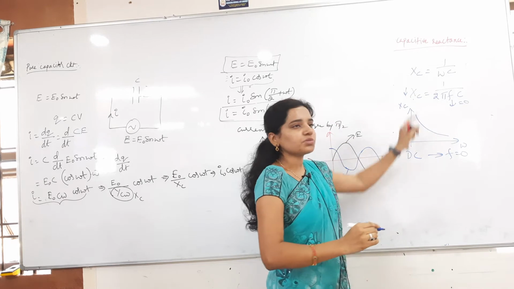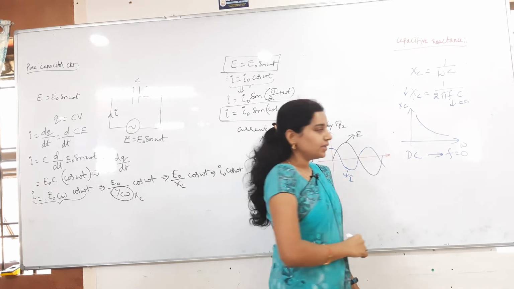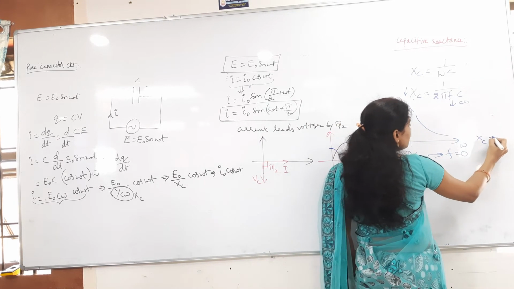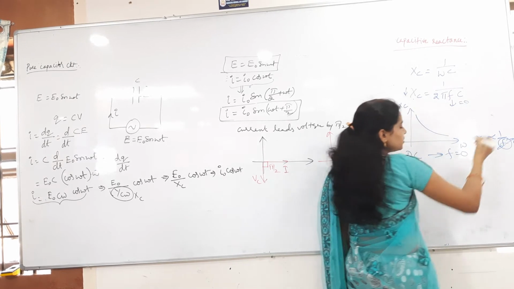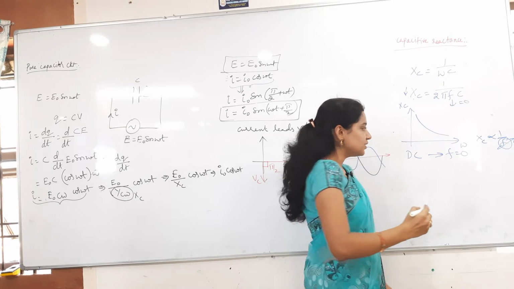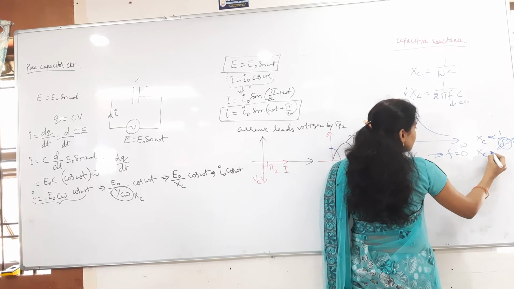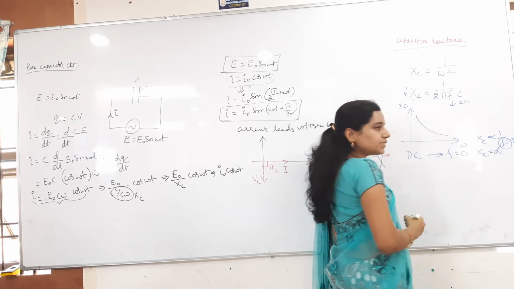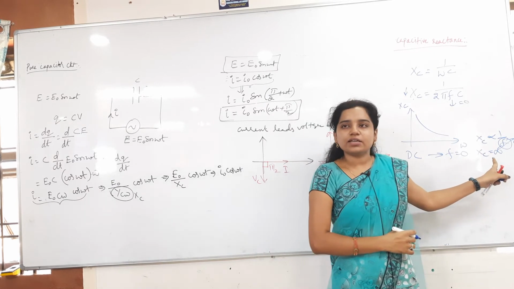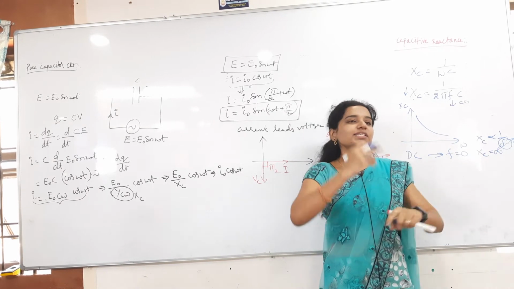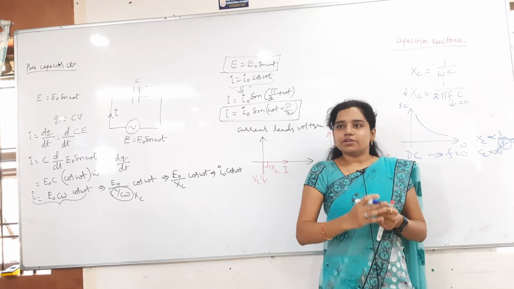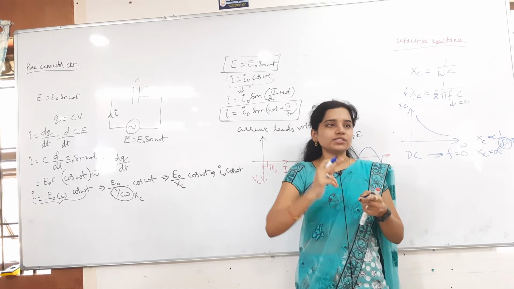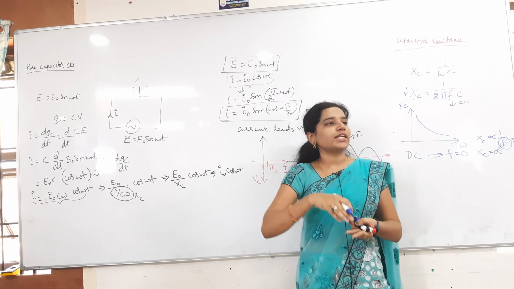Now this value is 0. Then what happens? This becomes what? Infinity, right? XC is inversely proportional to the frequency. This is 0. 1 by 0 is what here? Infinity. So XC is infinity. XC is infinity means XC is what here? Resistance. Resistance infinity means current will be how much? 0. That's it. Frequency is 0, resistance infinity, and resistance infinity means current will be 0.